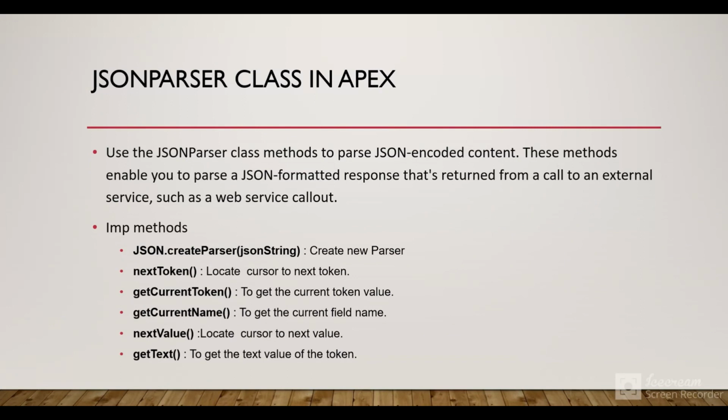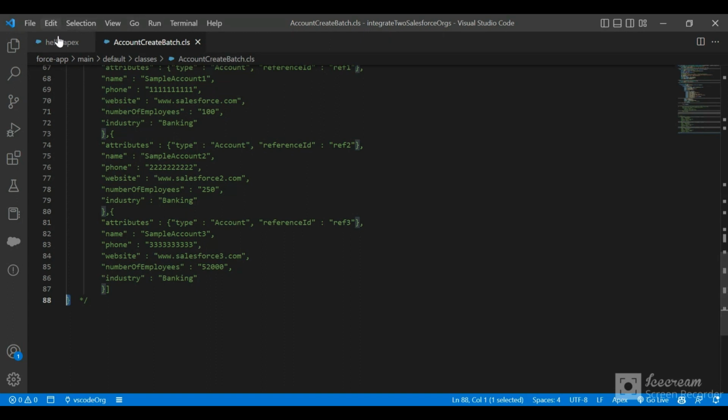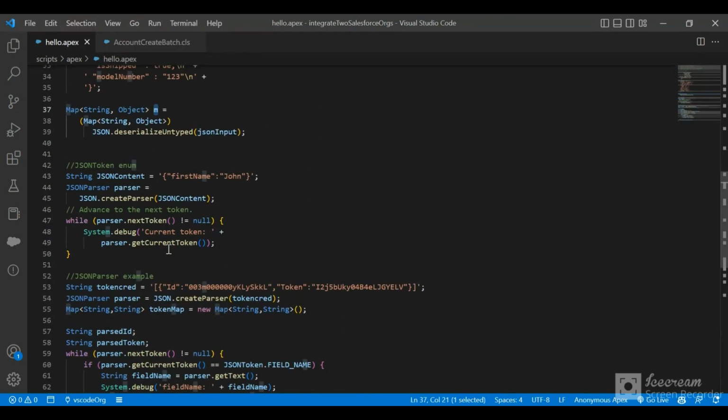We have nextToken. The next token locates the cursor to the next token. Then we have getCurrentToken, getCurrentName, nextValue, and getText. I'll better show it using an example. So I've defined the example here in this file.